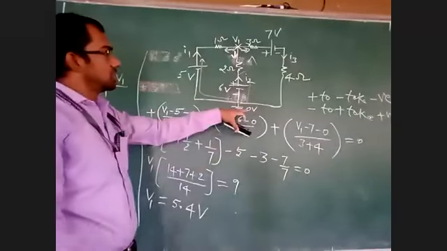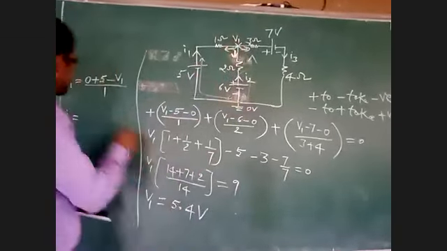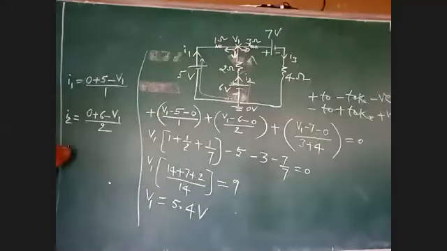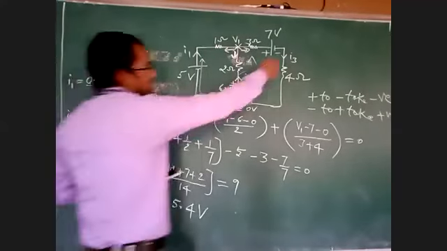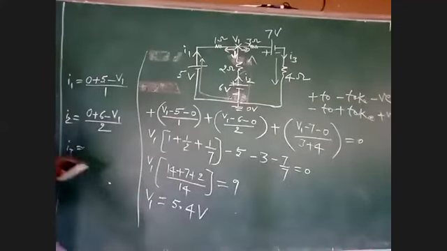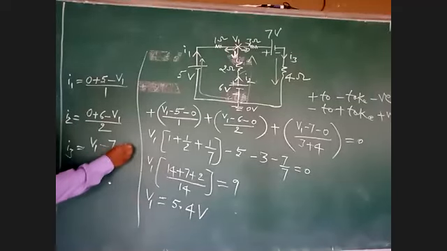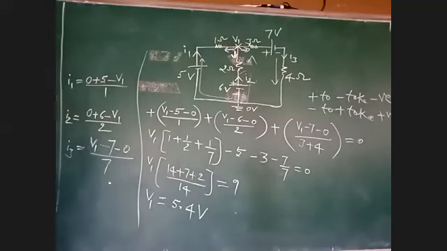Next I2. The actual direction of current I2 is moving upward. 0 is positive, V1 is negative now. That is V1 plus 6 minus 0, divided by 2. Next I3. What is the I3 direction? In this direction. That is V1 minus 7 minus 0 by 7, where 4 plus 3 is 7.